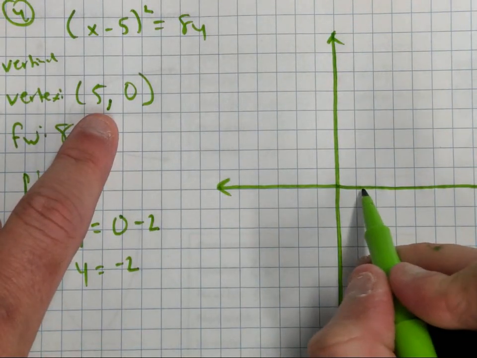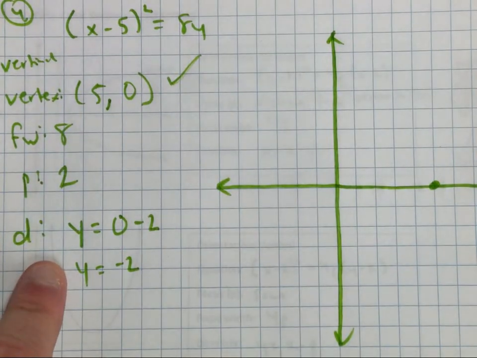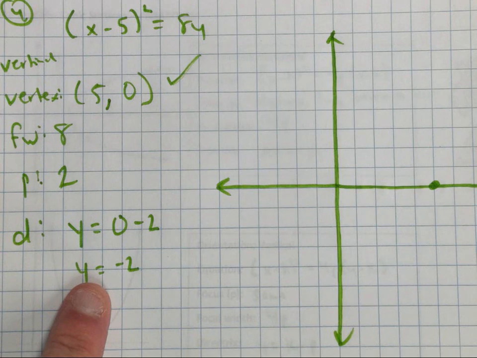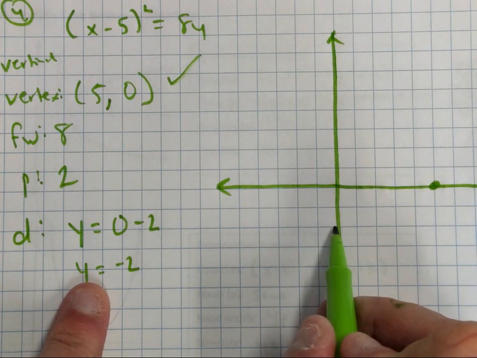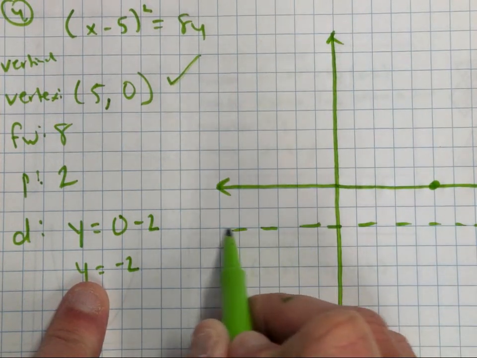Graph your vertex first. Check. Graph your directrix. y equals -2. Is that a horizontal or vertical line? Everybody: horizontal. So I graph my horizontal line right here.